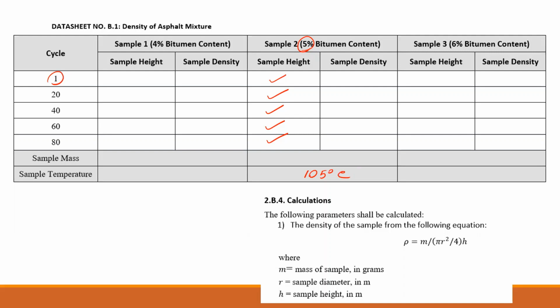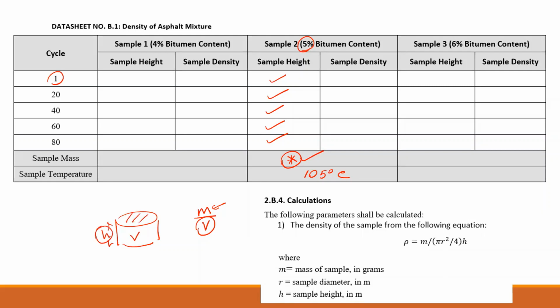And after doing the compaction, we get the sample out and we can measure the weight. With these measurements, you can find the density of the sample. So density is the mass divided by the volume. The mass we are measuring here, and the volume, since this is a cylindrical sample, is the area times the height.